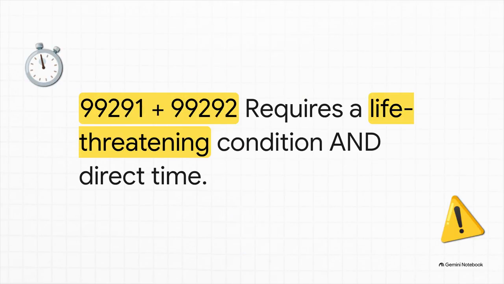The big takeaway here is that because the condition is demonstrably life-threatening and specific time spent in direct management is documented, you completely abandon those standard ED codes. You jump straight to the critical care codes. You'd report 99291 for the first 74 minutes, and then the add-on code 99292 for the additional time. Critical care requires both that high clinical intensity of a life-threatening illness plus crossing those specific time thresholds.